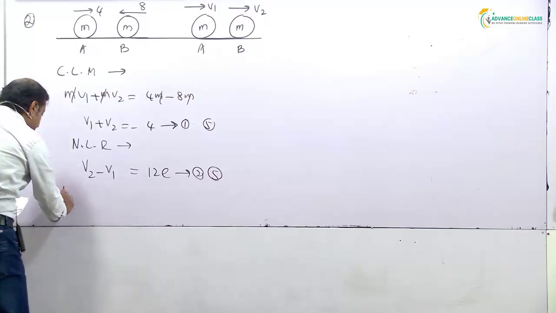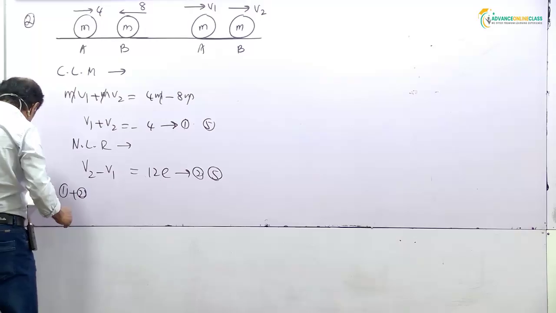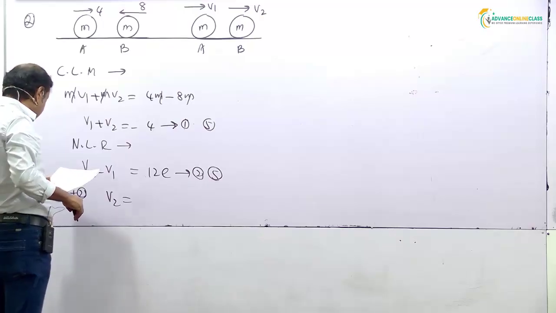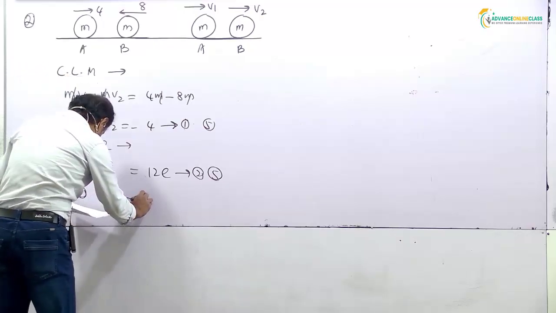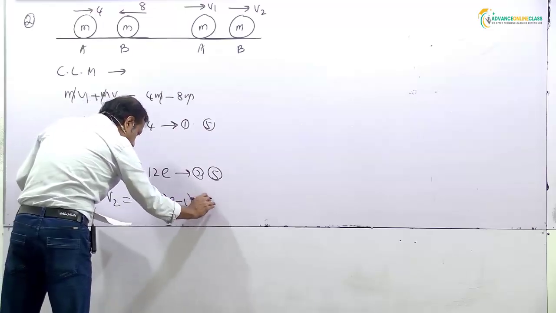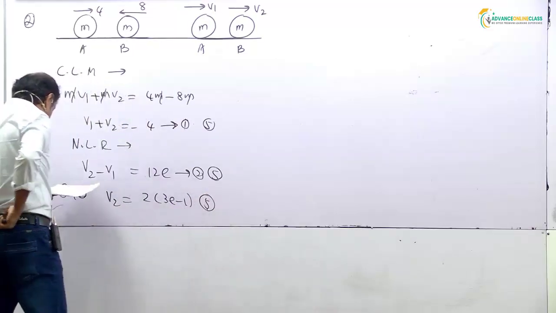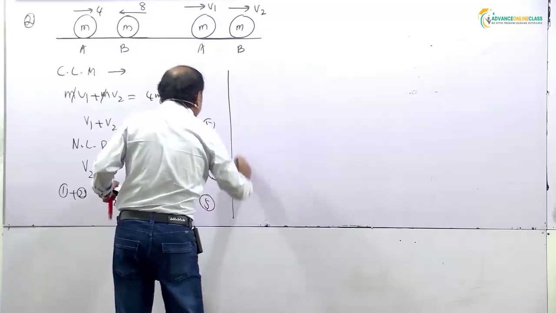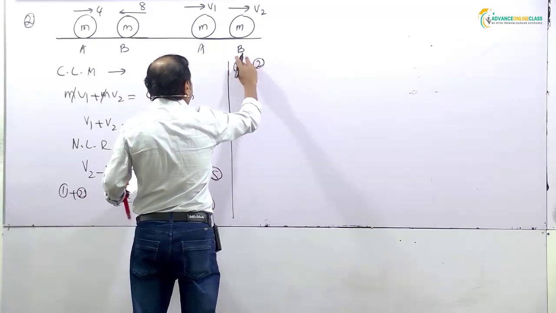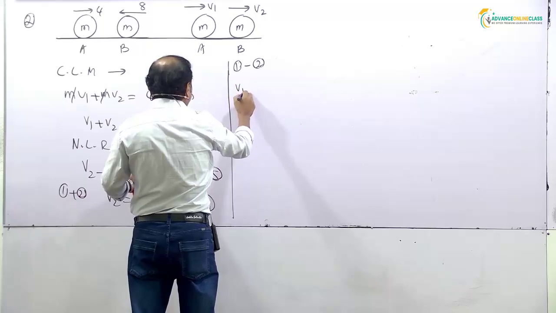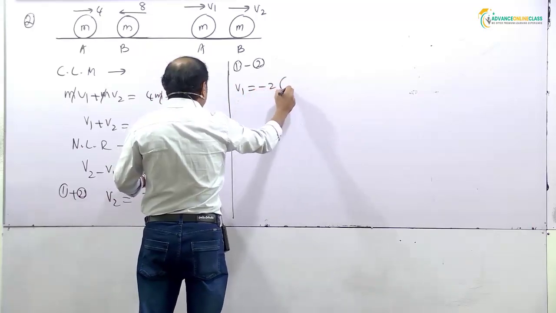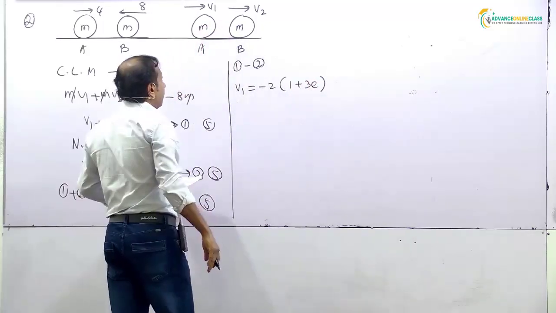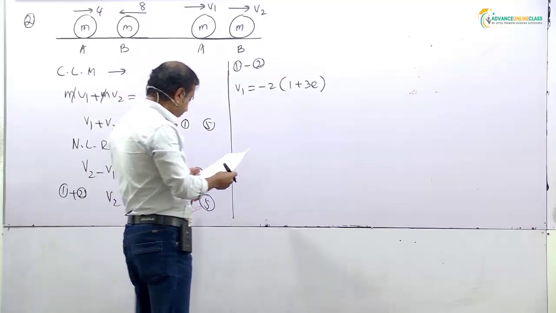So with 1 and 2, then we get V2. I'm not going to show the steps in simplification, that's a simple thing. V2 is 2 times (3E minus 1), 5 marks. 1 minus 2 gives the second answer. It gives V1 as minus 2 times (1 plus 3E). V1 negative means it reversed. 5 marks.